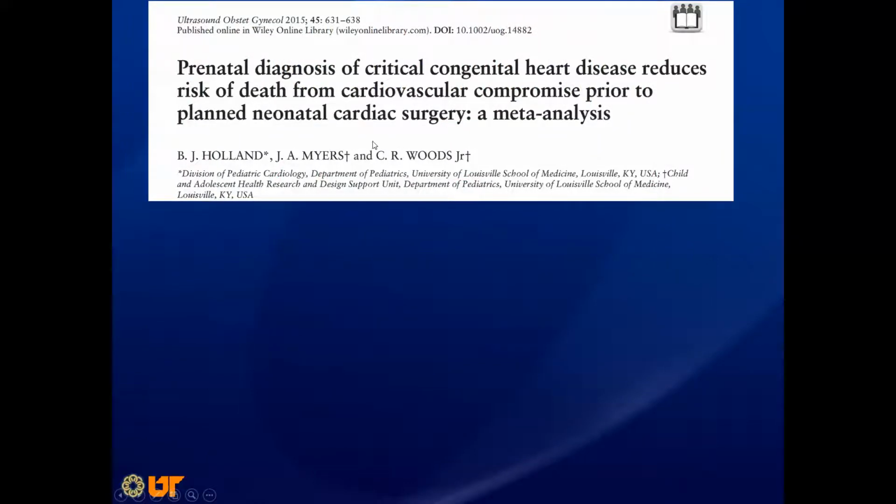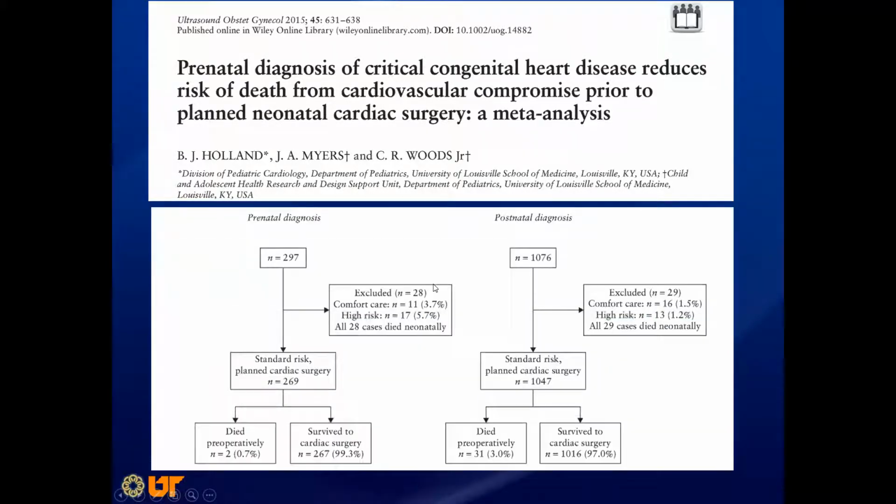Had to include this one because it includes our previous speaker. Dr. Woods was on this one when he was at Louisville. It looked at prenatal diagnosis of critical congenital heart disease and how that affected postnatal management and postnatal survival. The key was prenatal versus postnatal. If you know the diagnosis beforehand, fewer of them die before surgery, as you might expect. So that's good.